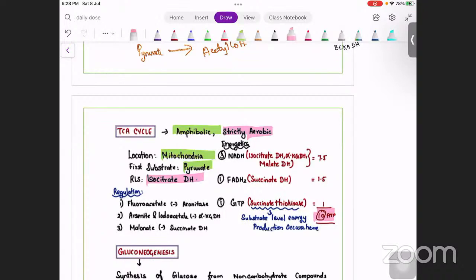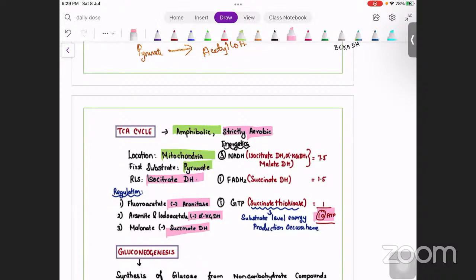And what is the regulation? Number one, fluoroacetate inhibits aconitase enzyme. Iodoacetate inhibits alpha ketoglutarate dehydrogenase enzyme. And malonate inhibits succinate dehydrogenase enzyme. So these are the three enzymes which play a role in the regulation of your TCA cycle.